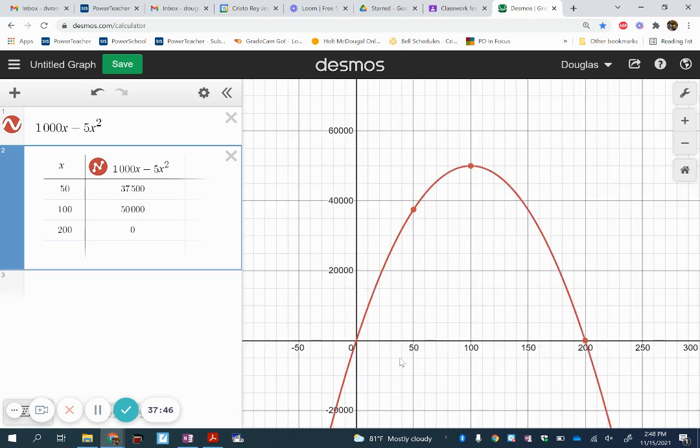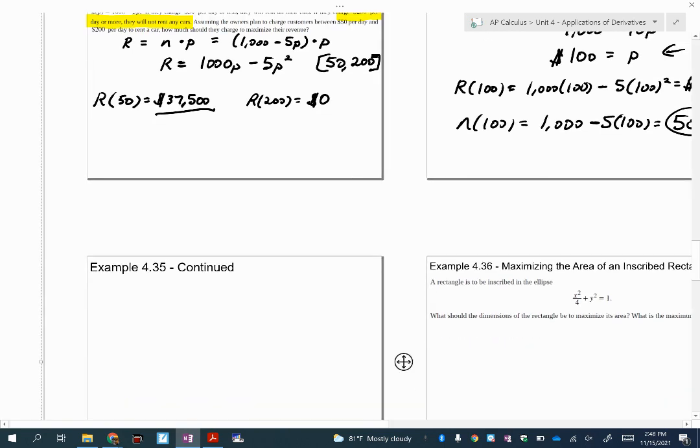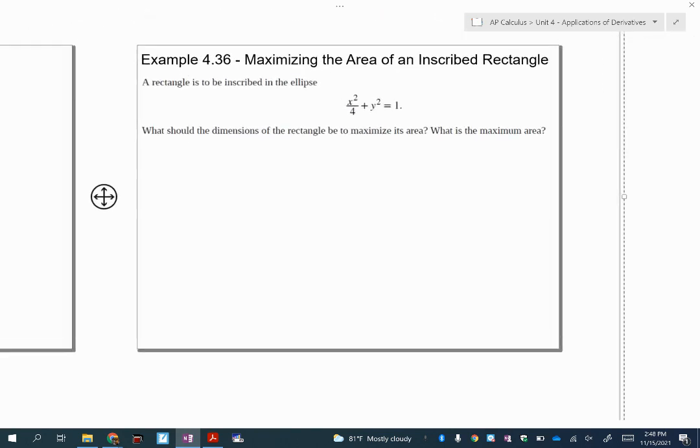Okay. And here you go. Here's what it looks like. So where's 50? 50 is here. Remember, we would make $37,500 for our revenue. There's 200. Revenue is nothing. And here is where we maximize revenue, at a price of renting a car per day of $100. All right, so that is that problem. Let's keep moving. Got 2 more to do. I know I've got a lot going on here. 2 more, and then we'll be done.